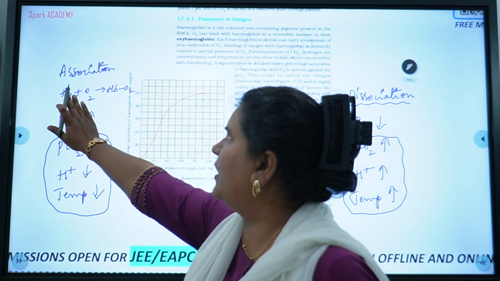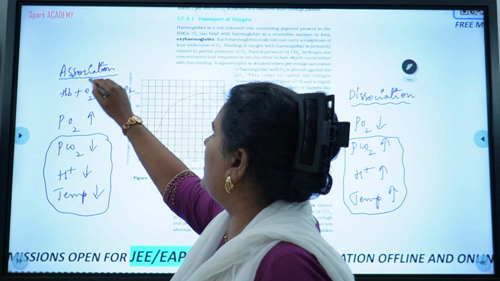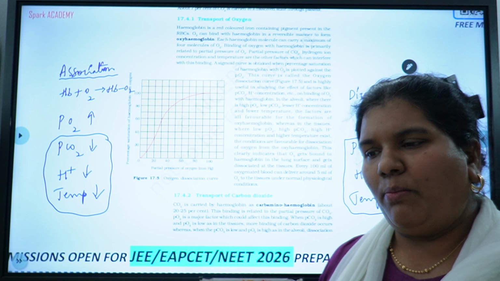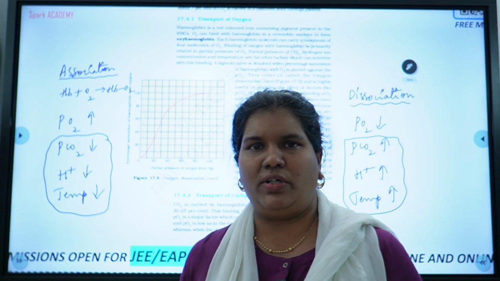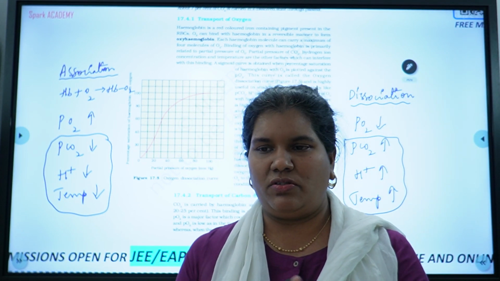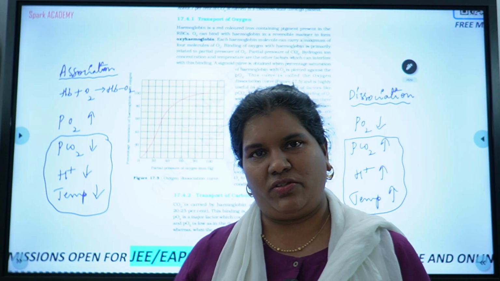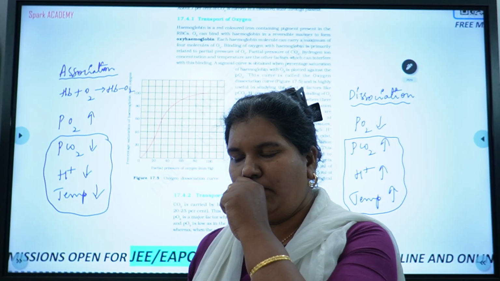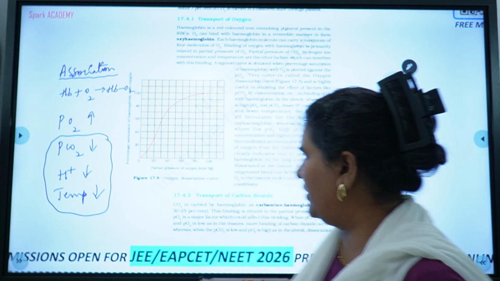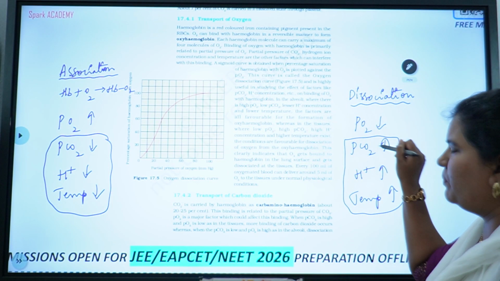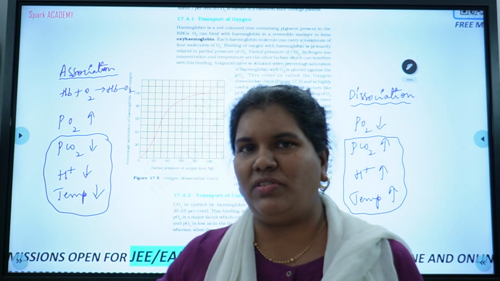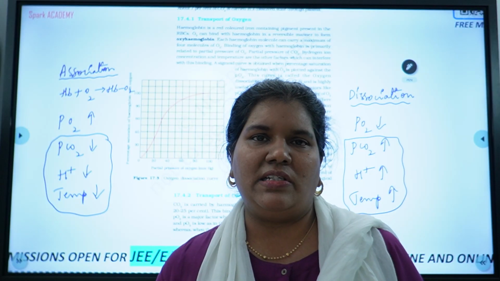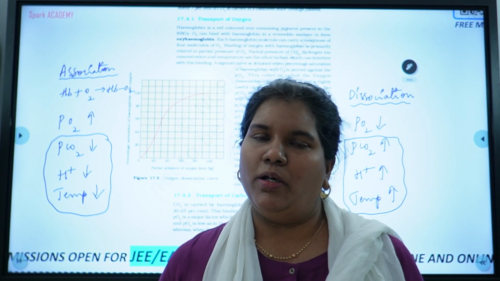Association is happening at the lung region. Dissociation is happening at the tissue level. Why? Because tissue should get oxygen to carry out metabolic activities. So there hemoglobin gives away oxygen. It is giving away oxygen, but what is it picking up? It is picking up carbon dioxide. That's why you can see the carbon dioxide partial pressure is more. Why? Because the tissues have produced a lot of carbon dioxide. Obviously, when carbon dioxide levels are more, partial pressure will be more.